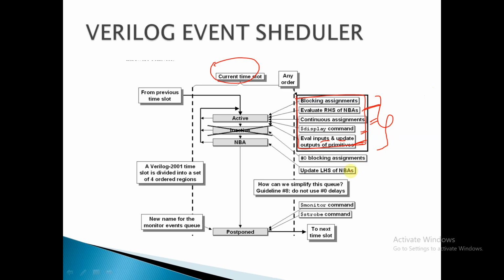Now coming to the inactive region, which we should not actually use, it is known as #0 blocking assignments. I will directly show in the compiler what is meant by #0 blocking assignments, and I will directly show the use case for this. Next, coming to the NBA region, that is non-blocking assignments, only the updation of LHS of NBA is happening.